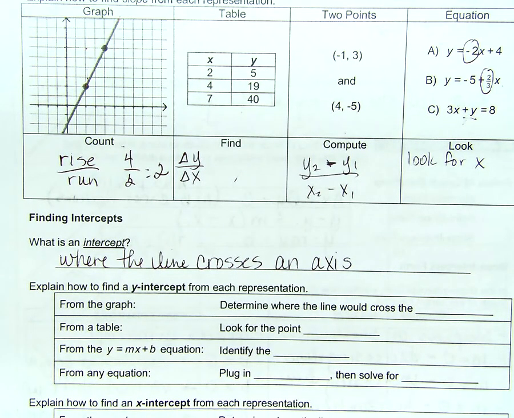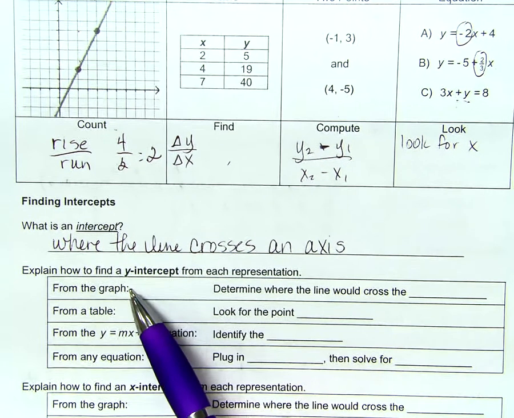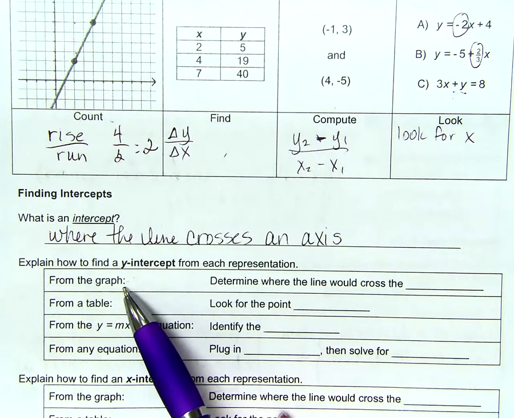Now, what I heard you say was where the line crosses the x-axis, right? I heard somebody say that. Except we're talking about an intercept. We're not talking about an x-intercept. We're not talking about a y-intercept. We're just talking about an intercept. So we're not being specific about which axis we're talking about, right? Okay? So, tell me how to find a y-intercept if you have a graph.